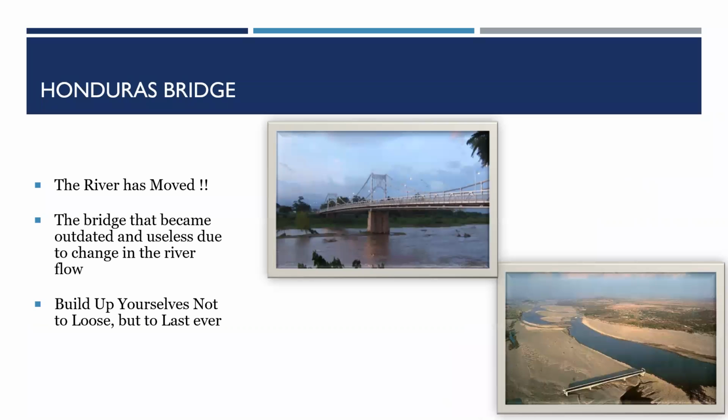Yeah. To start the session, I want to take a metaphor, a practical example that happened in the United States. The bridge is called Honduras Bridge. Honduras is the name of the city, and the bridge is constructed across the Chotalega River in the US. You can see in the first picture a river flowing under the bridge, and the bridge is constructed in a very good way, and it is doing its job perfectly. So that's the first picture.